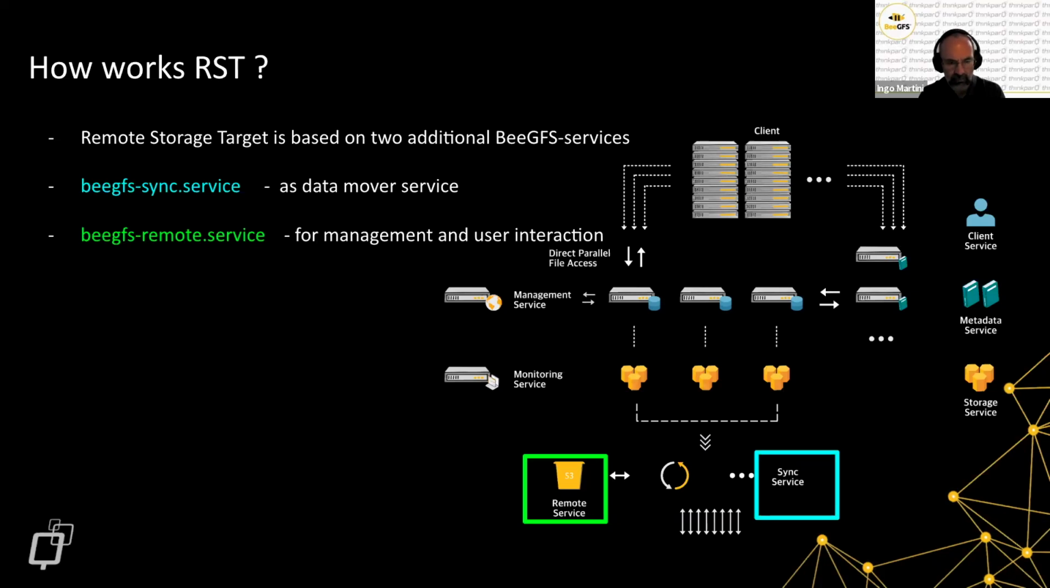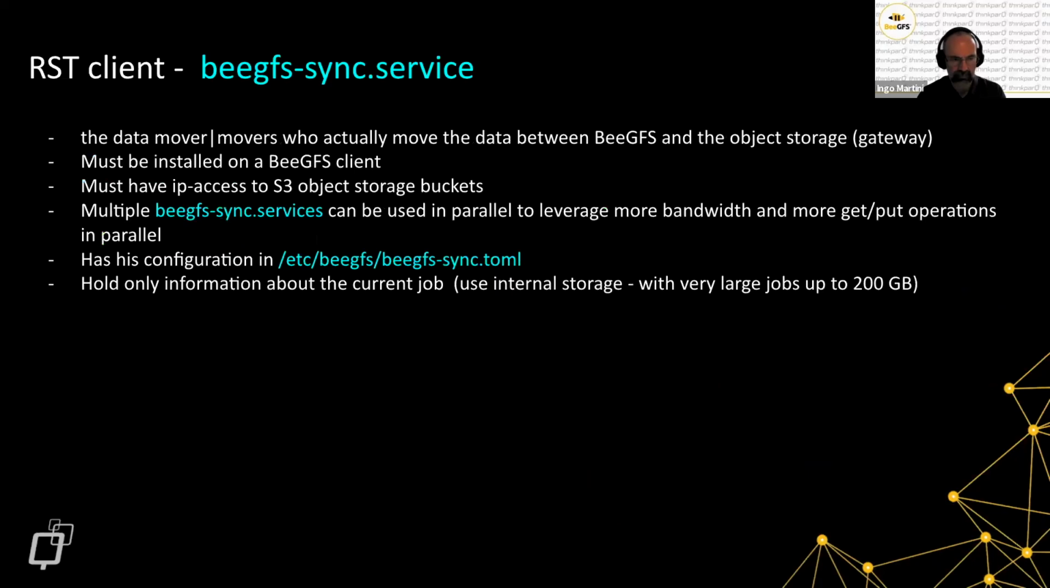And the BeeGFS remote service is the one managing all of this. The BeeGFS remote service is able to manage multiple BeeGFS sync services. So we can scale up the sync services to get better performance and have multiple connections to an S3 bucket or to multiple buckets. This also gives us the opportunity to leverage the benefit of a parallel file system, reading with multiple clients at the same time from a single directory or file. This is something we're utilizing here. The BeeGFS remote service is the management head for this feature, and the sync is the data mover.